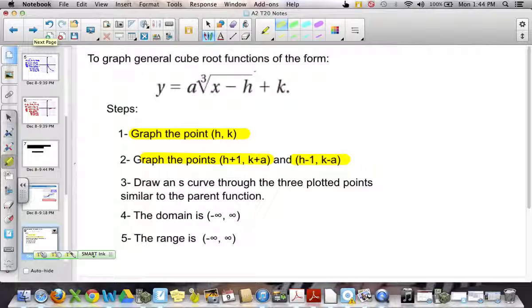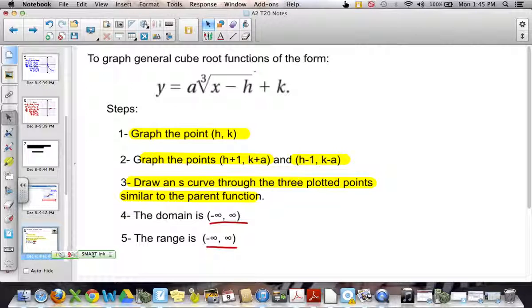Once we have those 3 points graphed, then we're going to draw that stretched out S curve through the 3 points, similar to what the parent function has. And as I said, domain and range are always going to be negative infinity to positive infinity, which is the same thing as saying all real numbers.